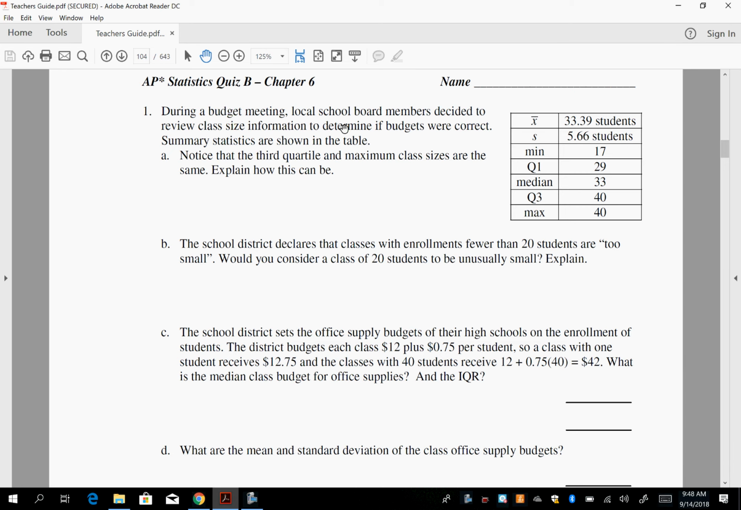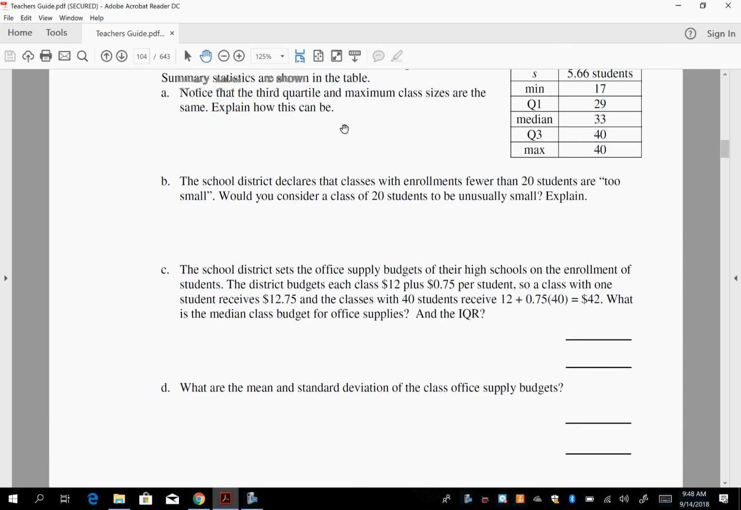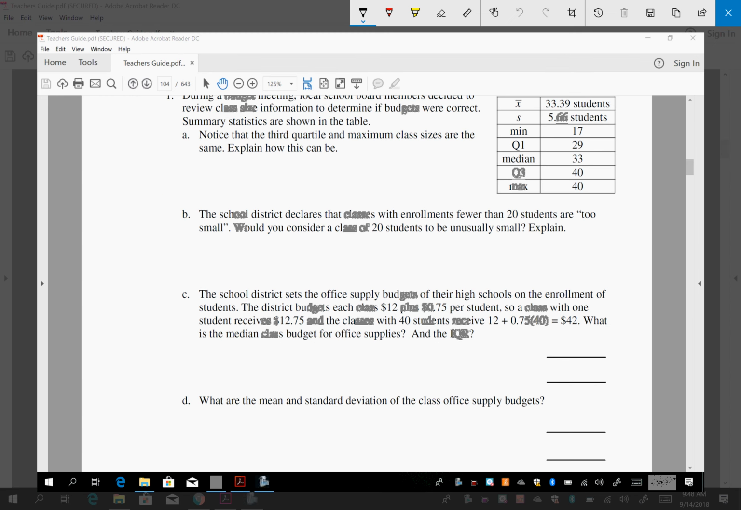Okay, let's try C and D. Scroll down just a little bit, so a little bit more room. For part B, it is not unusually small because it is not below our lower fence. It's not an outlier. If you show me the work, you can just put it's not an outlier.